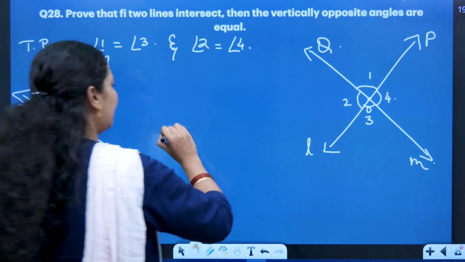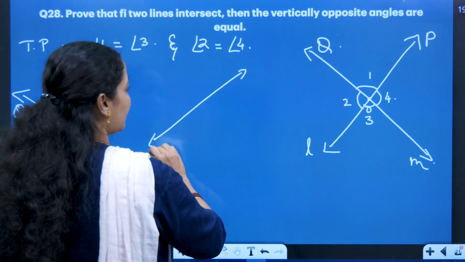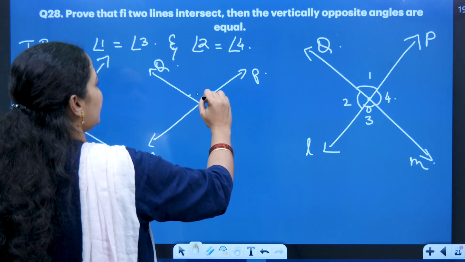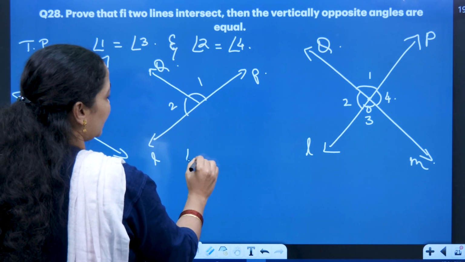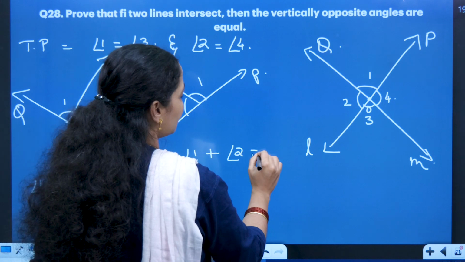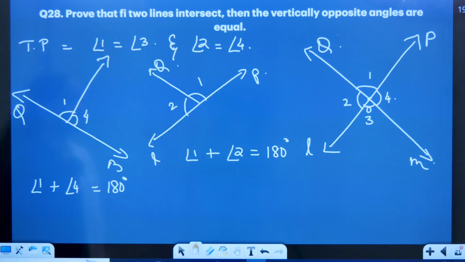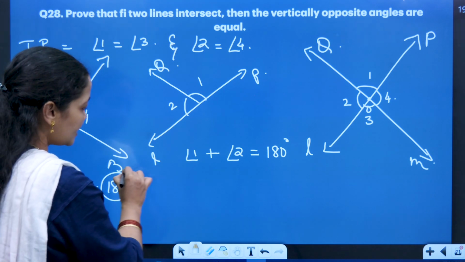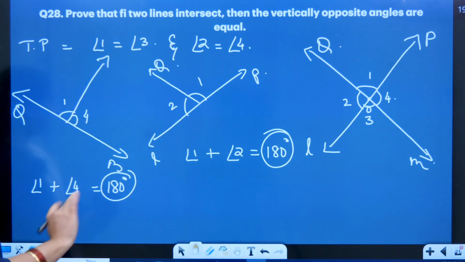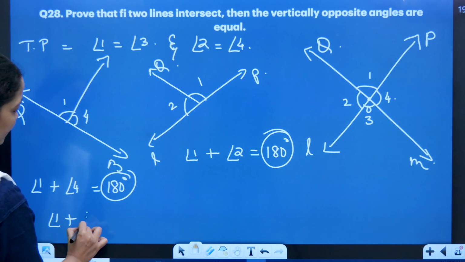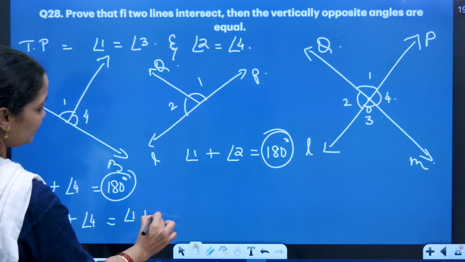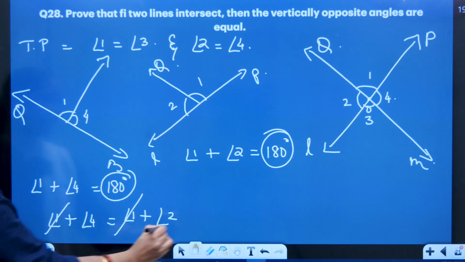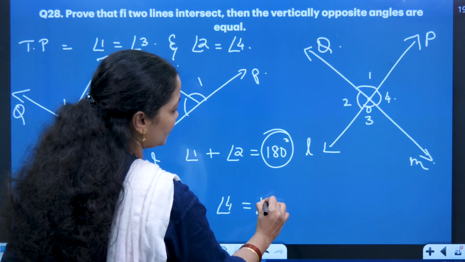Now I am considering only this line which is LP. This is bifurcated by Q like this. This is angle 1 and this is 2. So I'll again consider a linear pair. Angle 1 plus 2 is also equal to 180 degrees. Therefore, when I am considering these two equations, in my RHS I have 180 and 180, so I'll equate the LHS. Angle 1 plus angle 4 is now equal to angle 1 plus angle 2. Both the sides I have angle 1, this and this are getting cancelled. I can easily prove angle 4 is equal to angle 2.